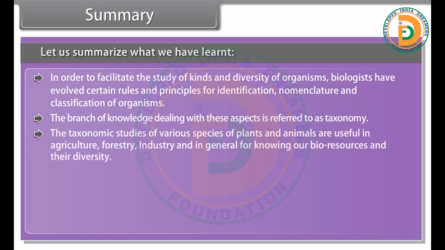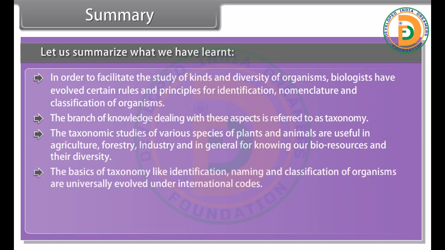The taxonomic studies of various species of plants and animals are useful in agriculture, forestry, industry, and in general for knowing our bioresources and their diversity. The basics of taxonomy like identification, naming, and classification of organisms are universally evolved under international codes.